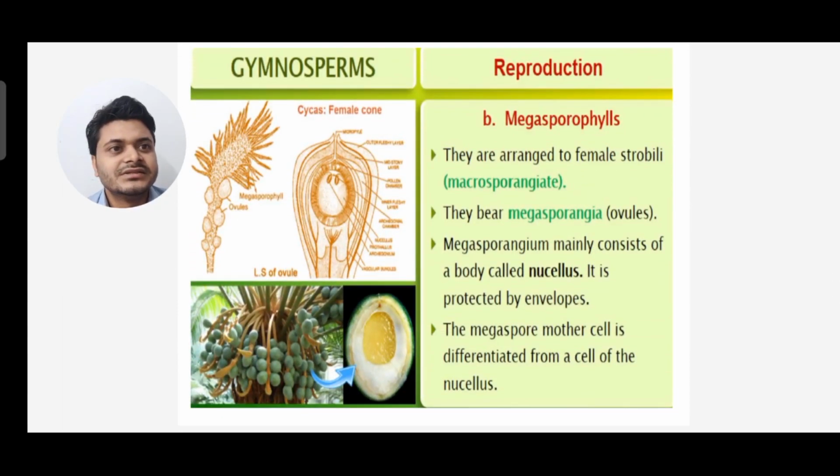Next you can see megasporophyll. In megasporophyll you can see the female ovule and the LS of the ovule is given. They are arranged in female strobili or macrosporangia, which in females are larger, bigger in size. They bear megasporangia, ovules. Mega means what? Larger in shape, and the prefix for male is micro, that means smaller in shape. So the megasporangium mainly consists of a body called nucellus. It is protected by an envelope. The megaspore mother cell is differentiated from a cell of the nucellus.